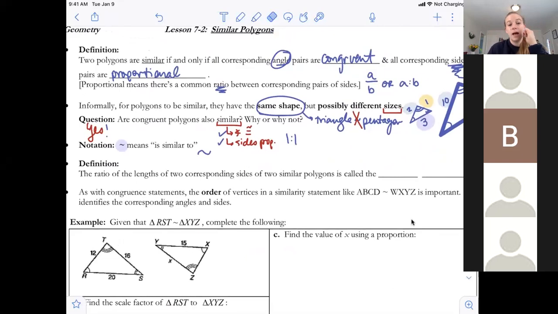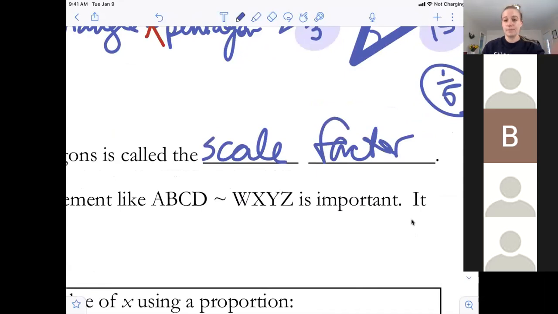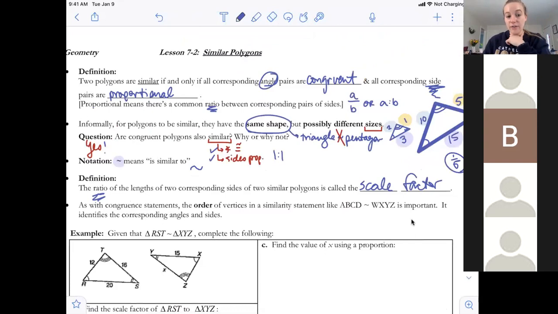Okay. And then one more definition, and we're going to get started on some problems. It says the ratio of the lengths of 2 corresponding sides of 2 similar polygons is called the blank. So the ratio we make when we compare the sides is called the scale factor. The scale factor. So if I ask for scale factor, I'm asking for a ratio of sides.